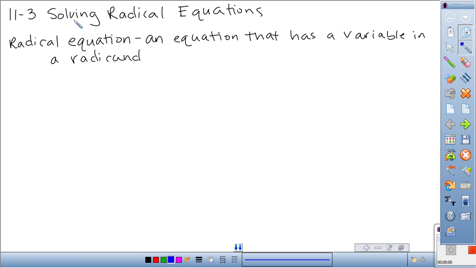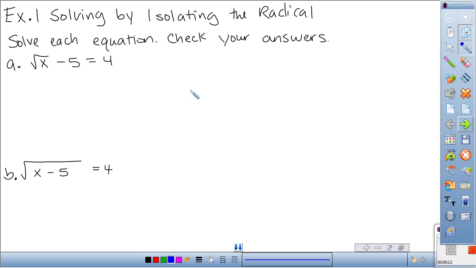This is 11.3, solving radical equations. And a radical equation is simply an equation that has a variable in a radicand. And we're going to see lots of examples of those. So let's jump right in.